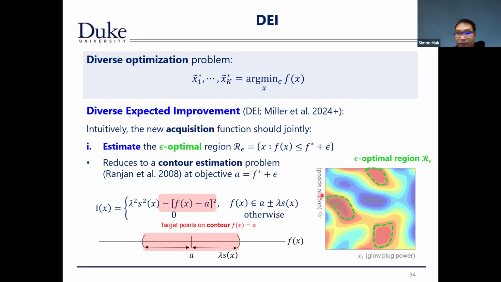The next part here is based on the posterior variance of my fitted function, and we're trying to maximize this. So you can think about this as trying to target points with high uncertainty on the contour. We're trying to use this to explore all possible contours which have f of x close to A.